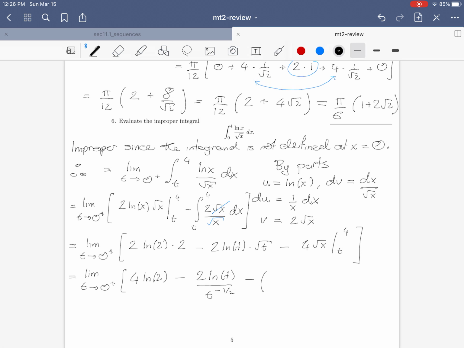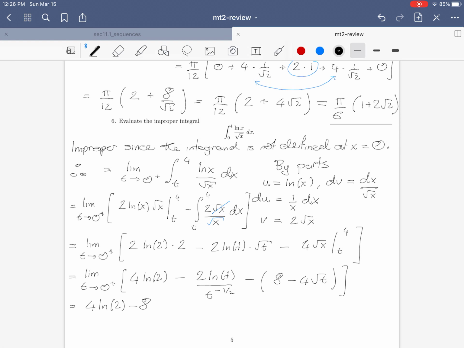Okay, so the second term now becomes 4 square root 4, which is 4 times 2, which is 8. And then minus the second term, which is 4 square root t. Now we can use standard properties of limits. Firstly, the limit of a sum of terms is the sum of the limits, so we can separate this into different terms. The limit of a constant is a constant, so we can pull out all the constant terms.